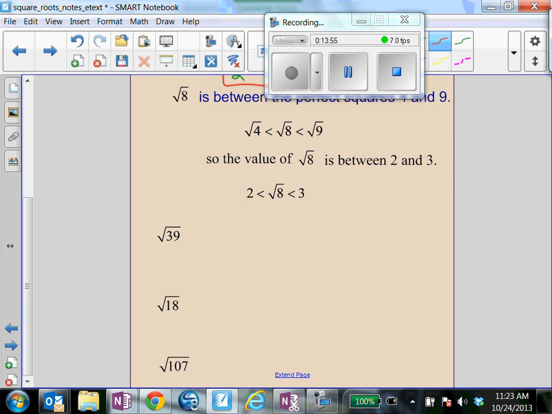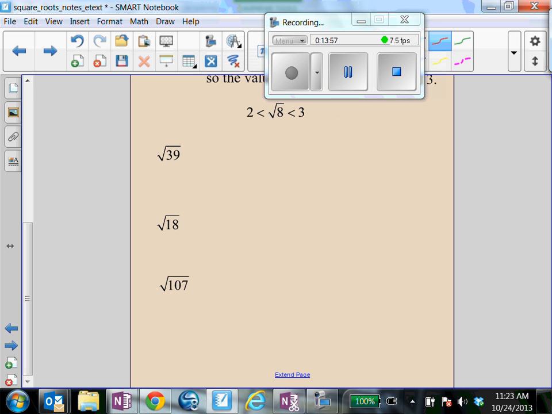So I have a couple of examples I'm going to do. So the square root of 39 is really close to, be thinking this to yourself, 36. And we know that that's 6 squared, so the next one's going to be 7 squared, so that's 49. And 39 lies between them. Therefore, the square root of 39 is greater than 6 and less than 7.